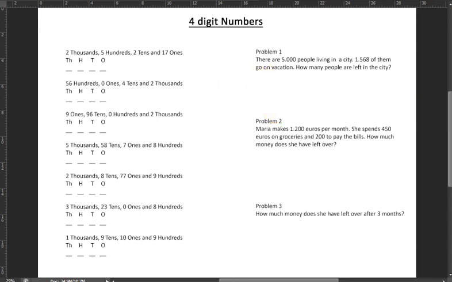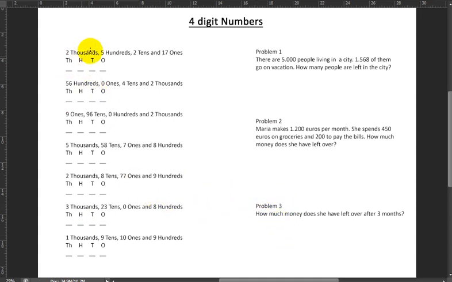Hi guys, in this video we'll be talking about 4-digit numbers again. So let's get started. I'm going to solve one of these to show you an example of how we do these, and then I want you to try and solve the rest of the 3 problems on your own.